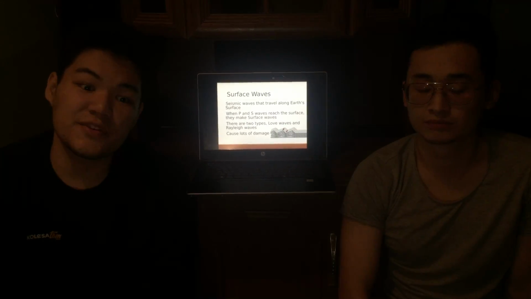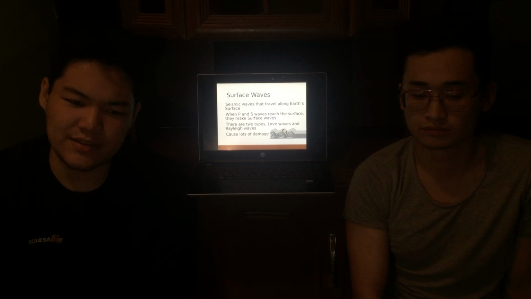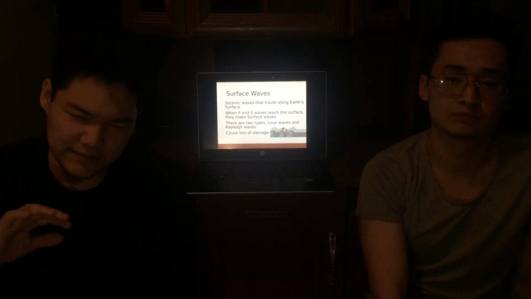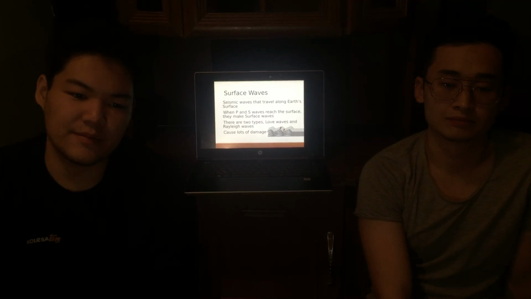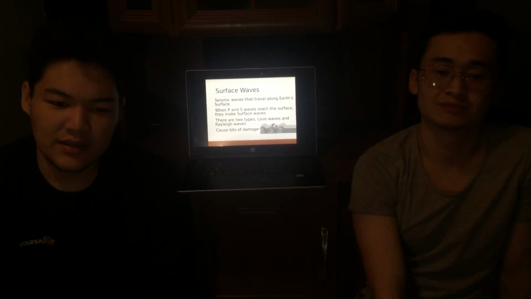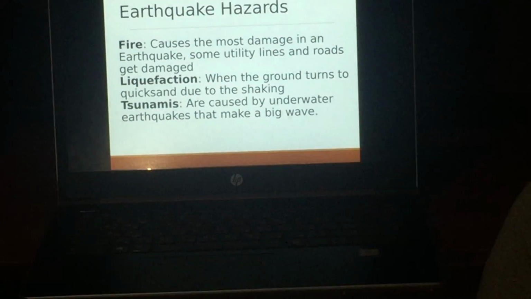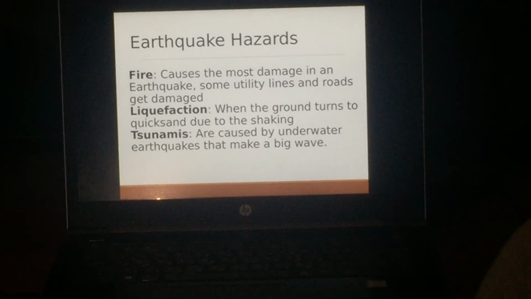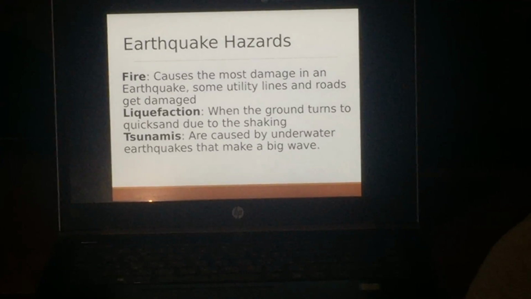And the last one is surface waves. Surface waves are a kind of mix of P and S waves. There are actually two types of surface waves: Love waves and Rayleigh waves. They are the most powerful ones, and they cause lots of damage when they happen. An earthquake is a big natural catastrophe, and it has lots of hazards.